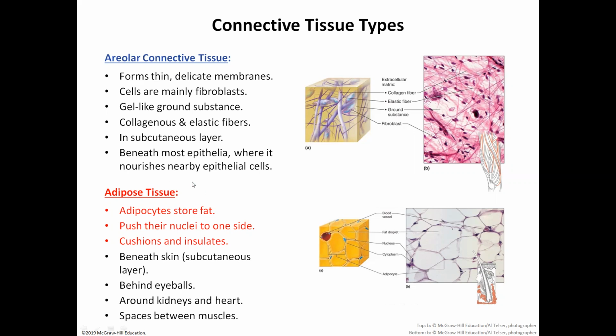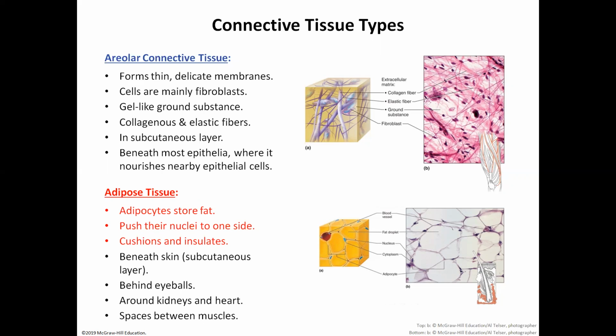Then we move on to adipose tissue, and I want you to be able to identify adipose tissue. This is going to help us store fat. Adipocytes are our fat cells, and they push their nuclei to one side, so you'll see that the nuclei are off to the side. What they're doing is cushioning and insulating.